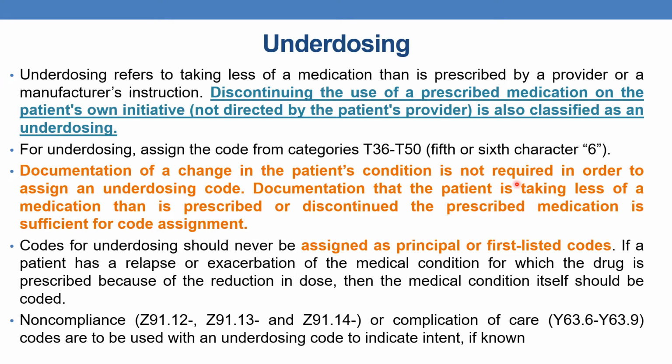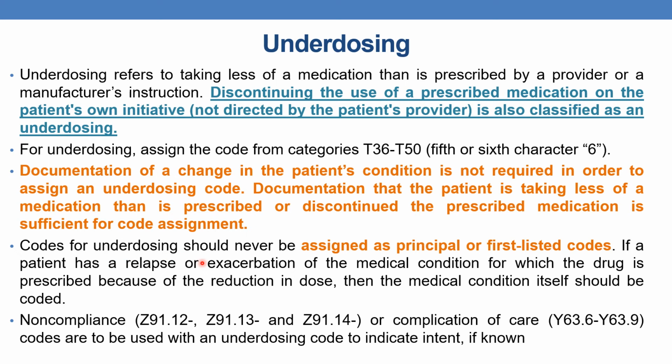That is, a patient can be normal and healthy, and then also you can assign an underdosing code. Documentation that the patient is taking less of the medication than prescribed, or discontinued the prescribed medication, is sufficient for code assignment. This is recently added.